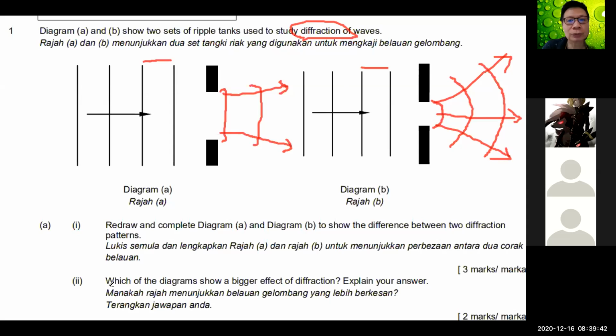Okay, question number 2. Which of the diagrams shows a bigger effect of diffraction? Explain your answer. How to answer this question? Very obvious that diagram B has a bigger effect of diffraction. Explain your answer, but they want you to explain. How to explain this diffraction is a bigger effect?